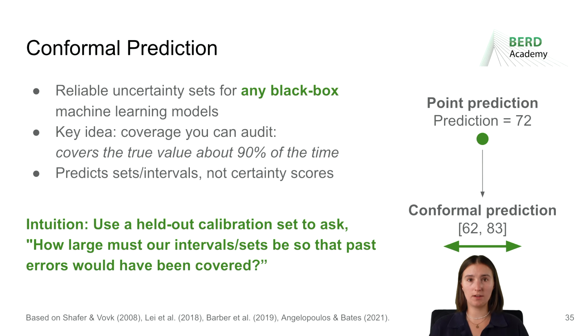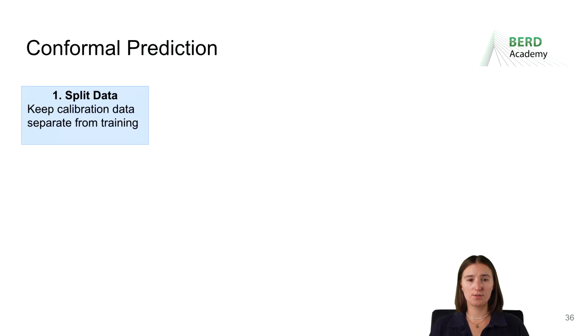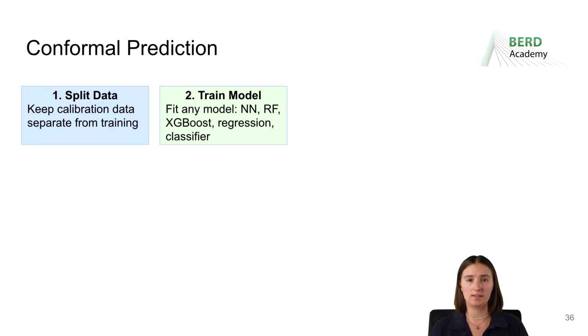So how it works specifically is that first you split your data. You need this calibration data set that is separate from your training data set. Then, as the next step, you just train your model like you would normally do. You can use any kind of model. It doesn't matter whether you use a complex neural network, a random forest, XGBoost, any kind of regression or classification model. It really is model agnostic.